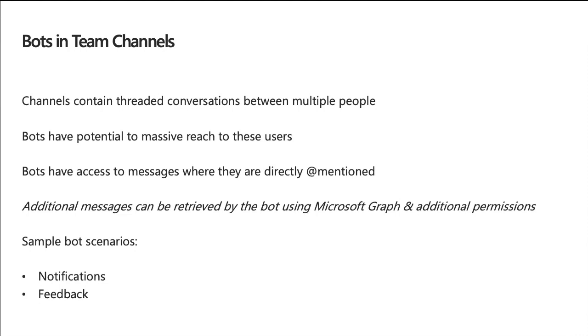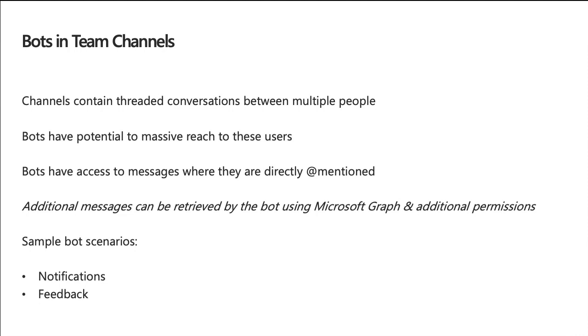Channels contain threaded conversations between multiple people. This potentially gives your bot massive reach, but individual interactions need to be concise. Traditional multi-turn interactions probably won't work well. Instead, look to use interactive cards or task modules, or potentially move the conversation to one-on-one conversations if you need to collect lots of information. Your bot only has access to messages where it is @mentioned directly. You can retrieve additional messages from the conversation using the Microsoft Graph.